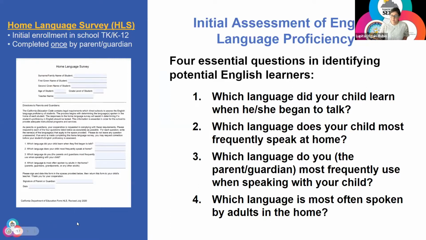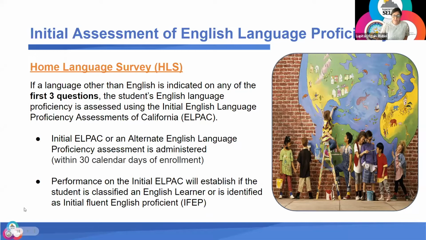So the home language survey is the resource that we use to identify what language, if any language other than English, is spoken to the child at home, in the home environment. So as I was saying, the first 3 questions of the home language survey, if they are answered yes, in other words, if a language other than English is spoken to the child, or if the child speaks another language other than English, then that is going to trigger the initial LPAC, right? It's going to trigger the student being guided towards taking the LPAC, in this case, the initial LPAC, or depending on what the student's IEP indicates, perhaps an alternate LPAC. And we'll be talking about that a little bit as well.